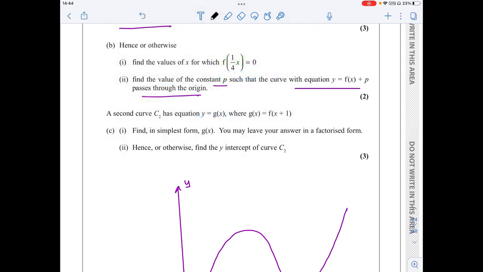Next part, second curve C2 has an equation y equals g of x. G of x equals f of x plus 1. Find in simplest form g of x. You may leave your answer in the factorized form.